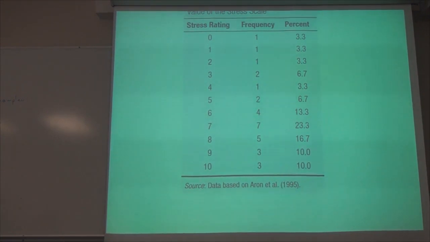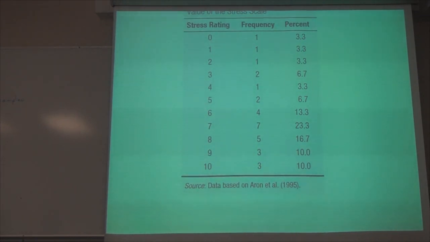Well, I would have to have the total number of people. That would be 30. So I get one person that has stress rating 0 out of a total of 30, and I just multiply it by 100 to get a percentage out of that. And I'll get 3.3%. And I can do that for all of them.